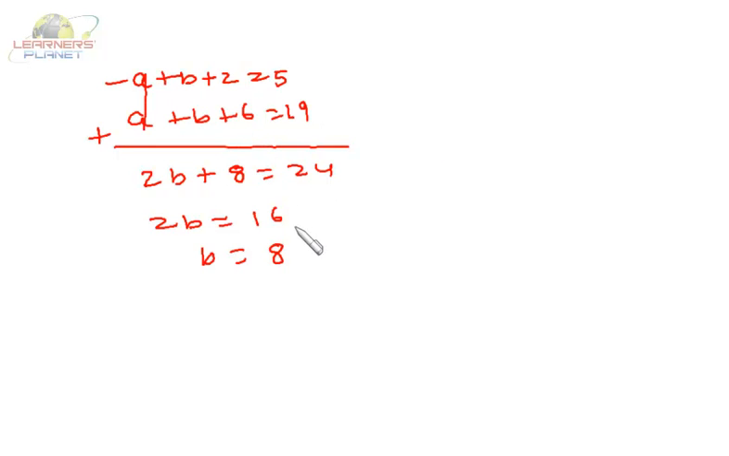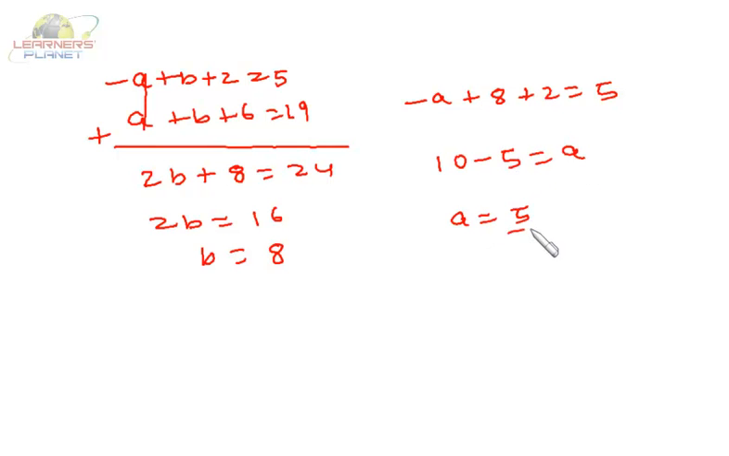Okay, so I just put the value of b in this equation. So it's minus a plus 8 plus 2 is equal to 5. So 10 minus 5 is equal to a. That means a is equal to 5. So we got the value of a as 5 and b as 8. I hope you are clear.